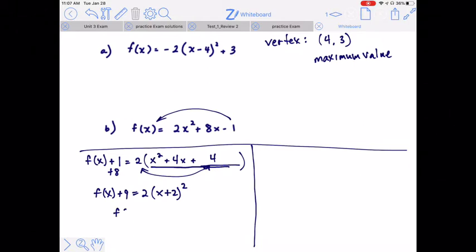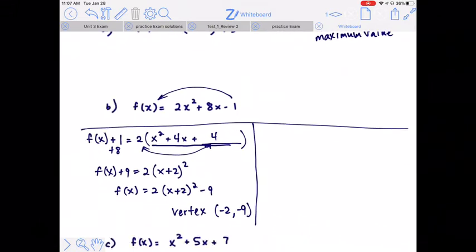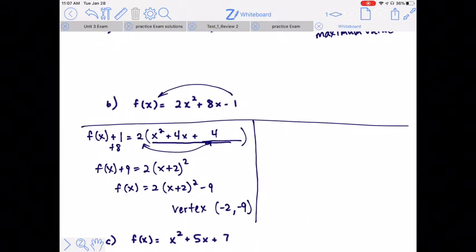And if you subtract the 9 back over to the right side, you get 2 times (x plus 2) squared minus 9. So the vertex is the point (-2, -9). So that's one way you can find the vertex, by completing the square to write the equation in standard form.